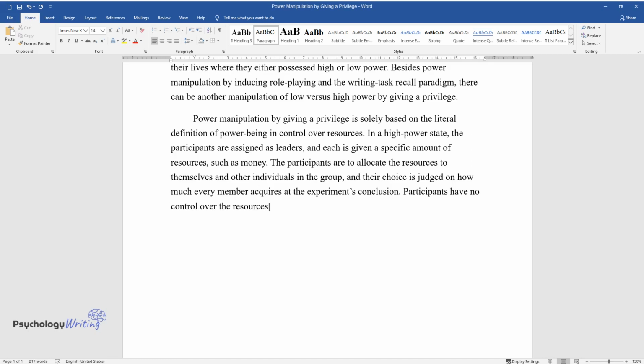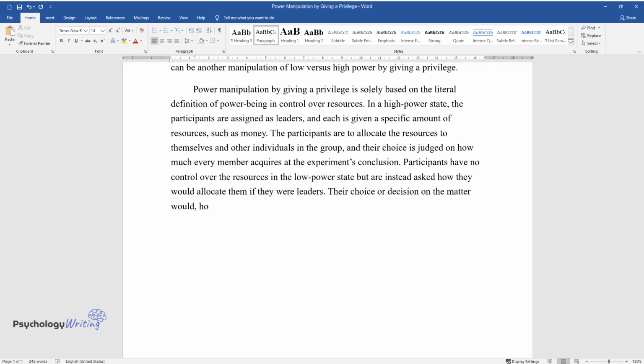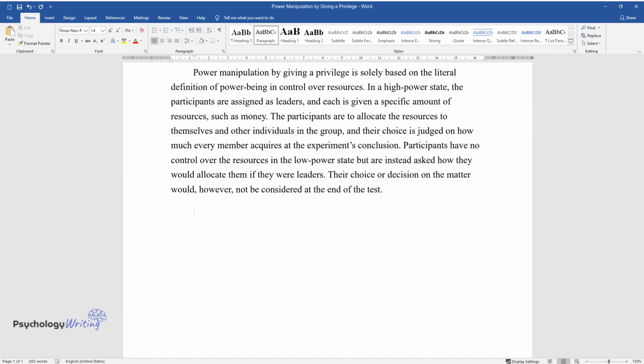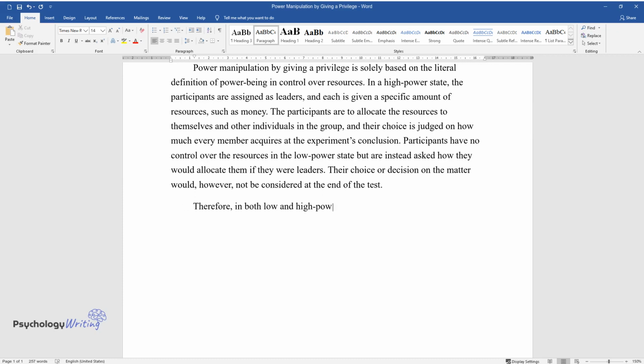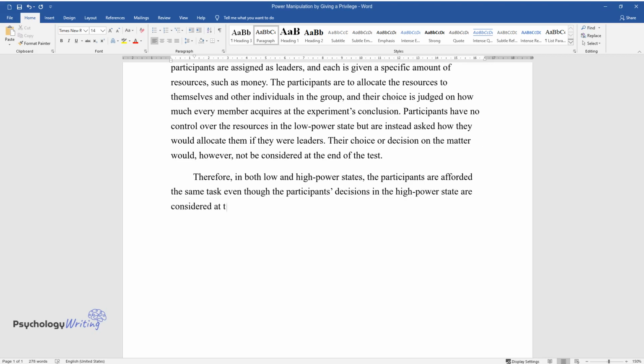Participants have no control over the resources in the low-power state but are instead asked how they would allocate them if they were leaders. Their choice or decision on the matter would, however, not be considered at the end of the test. Therefore, in both low and high-power states, the participants are afforded the same task even though the participants' decisions in the high-power state are considered at the experiment's conclusion.